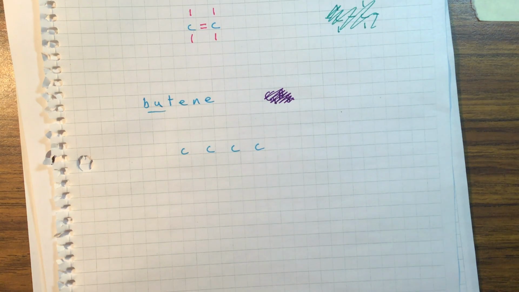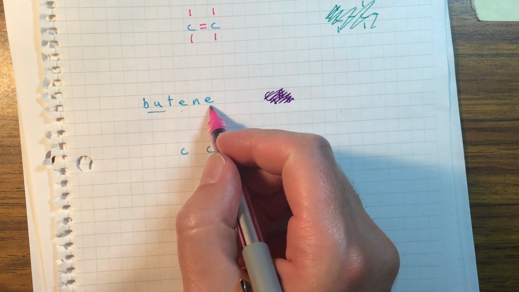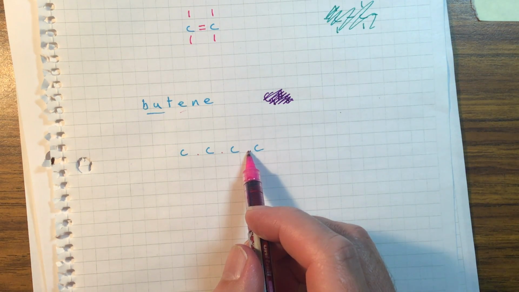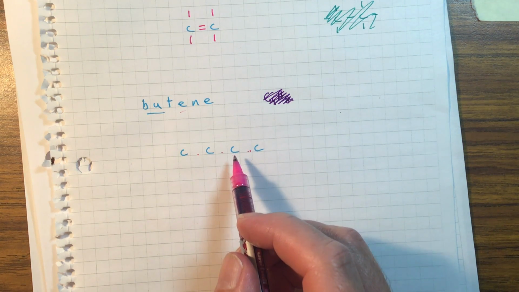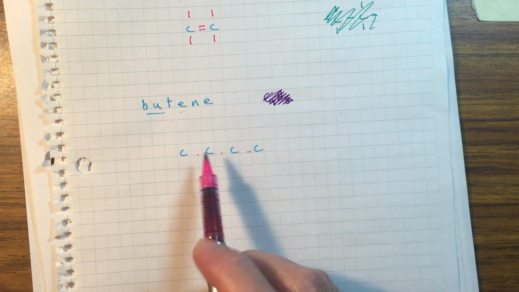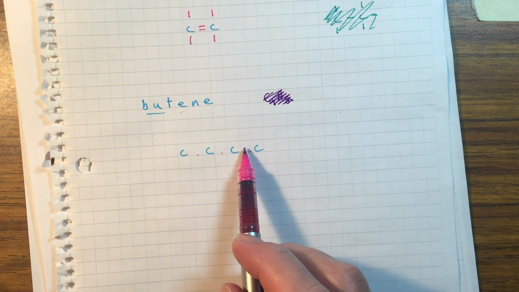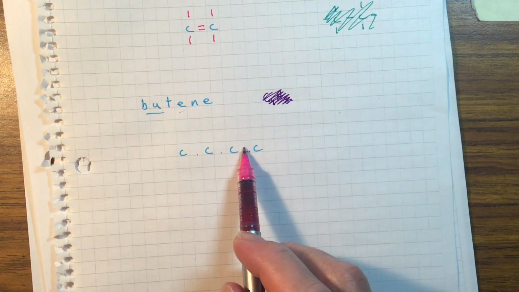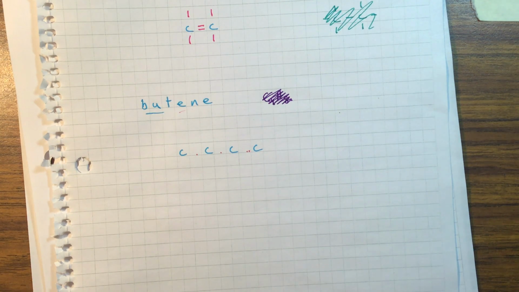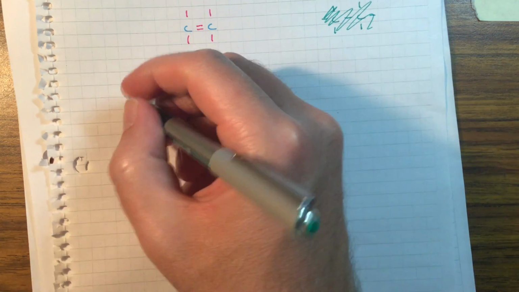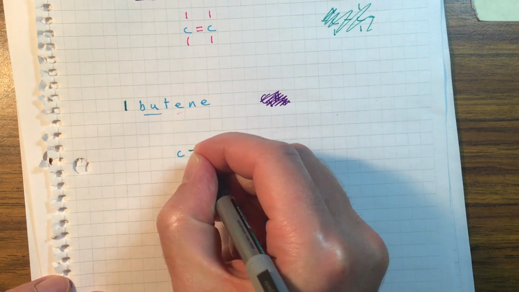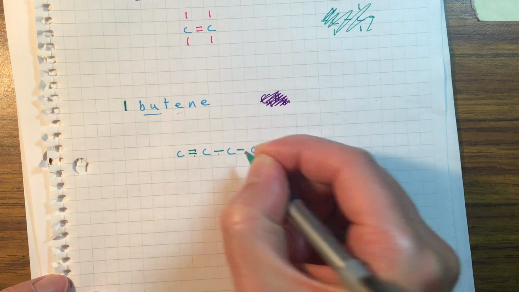Anyways, the ene means we have a double bond somewhere. Well, where do we put the double bond? Do we put it here, here, or here? We need some more information, don't we? Well, here and here are the same thing, because we could just flip this around. So the first place and the last place are basically the same. Here and here are different. How do we distinguish? Well, we are going to make 1-butene. 1-butene means the double bond goes here. Double bond there, single bond, single bond.